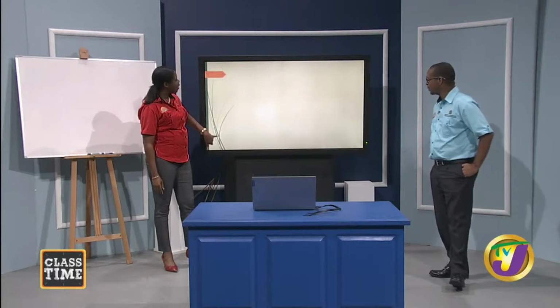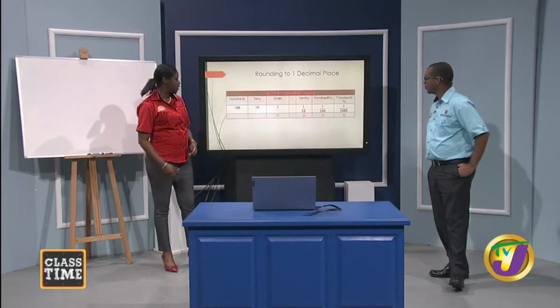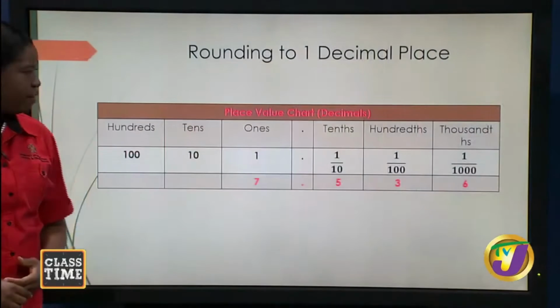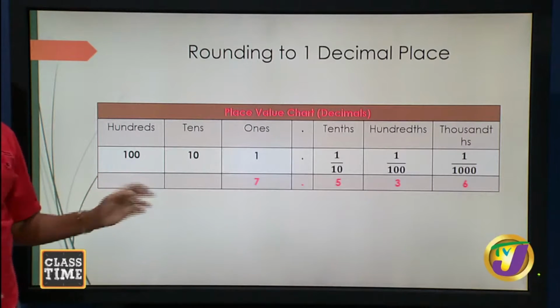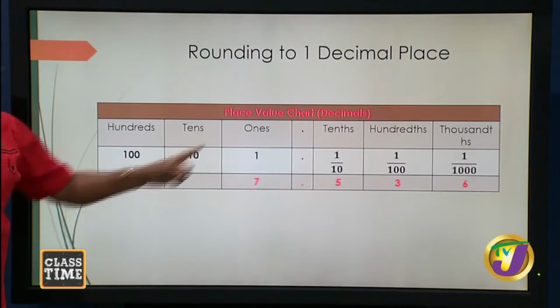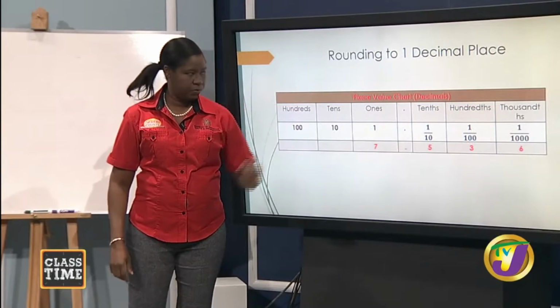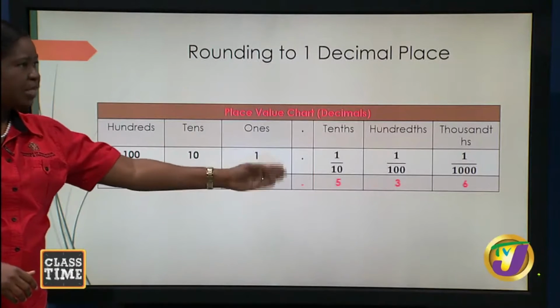All right, let's look at another example. So we want to do 1 decimal place, please. We have 7.536 to be rounded to 1 decimal place. Now this number has 3 decimal places and we want 1 decimal place. So we're looking at the tenths column. That's where our 1 decimal place will be, the tenths column.